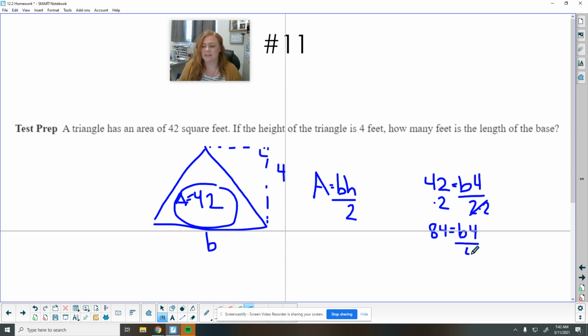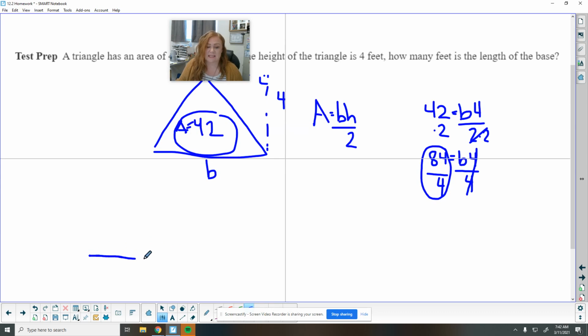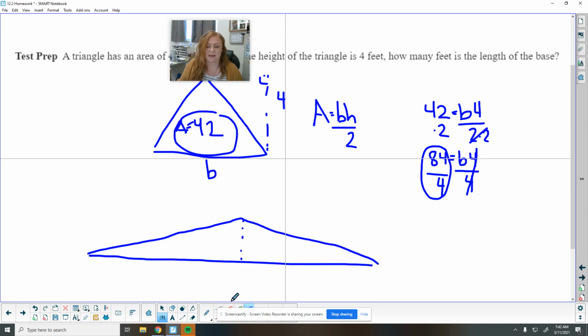Now we want to get B by itself. The opposite of times 4 is divide by 4 on both sides. So the 4's cancel out. When you do 84 divided by 4, that will tell you the base of this triangle. So it sounds like it has a really long base, and then it's only 4 feet tall. So we've kind of got a triangle that's going to look something like that.